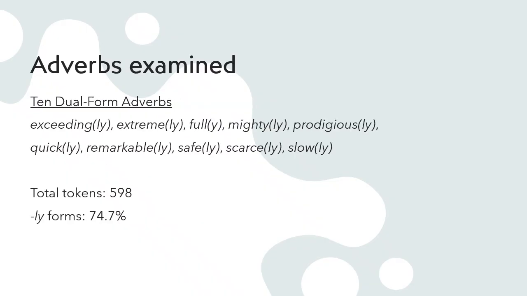I selected 10 adverbs that are attested in both zero and ly forms. In total, I identified 598 relevant examples. Overall, ly forms account for about 75% of the data, indicating that the shift towards ly was already well advanced in this corpus. However, the picture becomes more interesting when we examine individual lexical items.